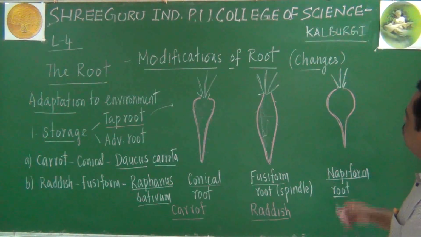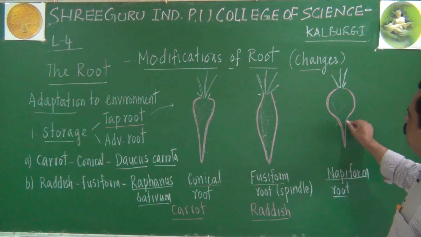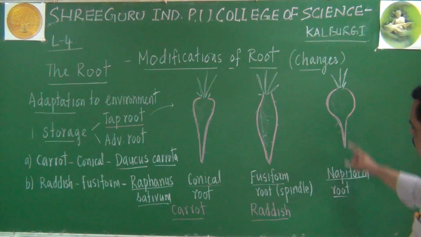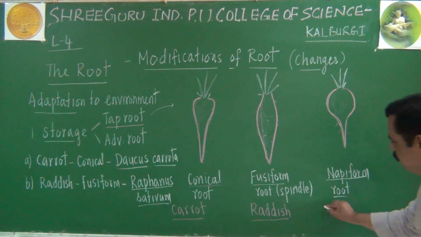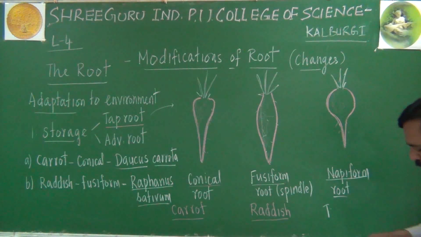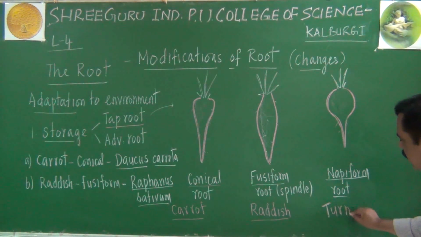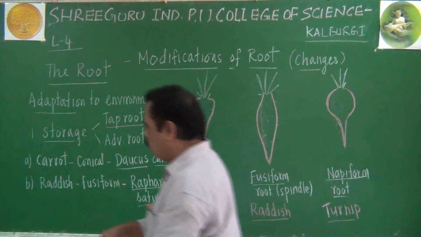So inside this there will be a lot of food material stored. They may produce some secondary, tertiary root also. This is called napiform root. What is the example for napiform root? You could have come across turnip, we are telling. The best example for this is turnip. This turnip is coming under napiform root.